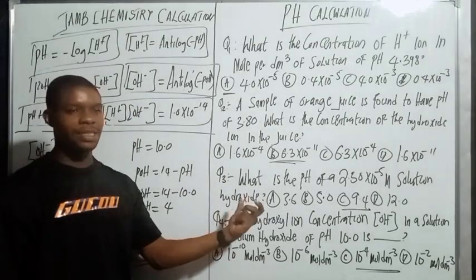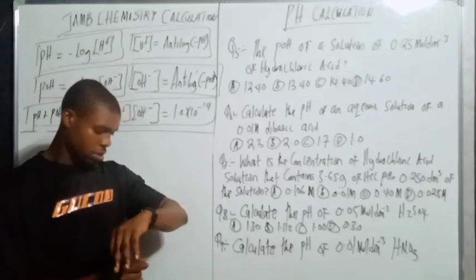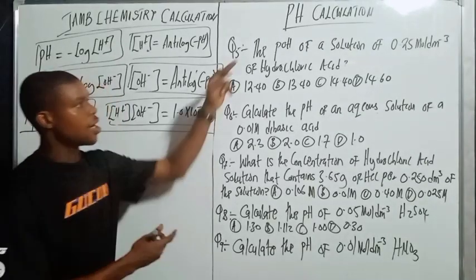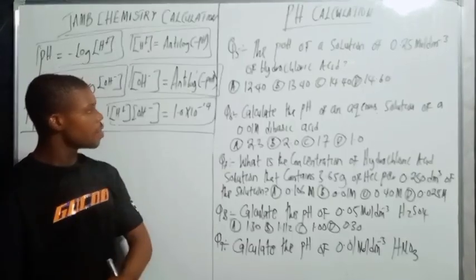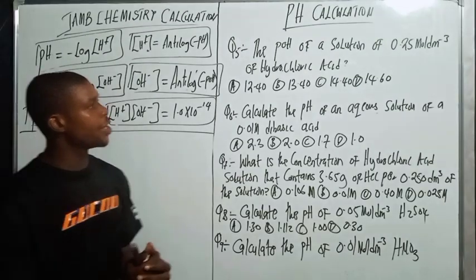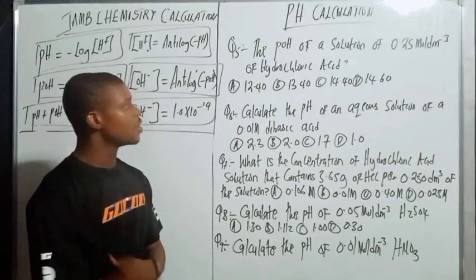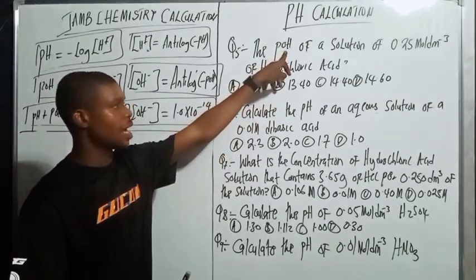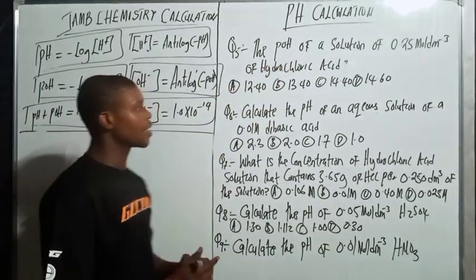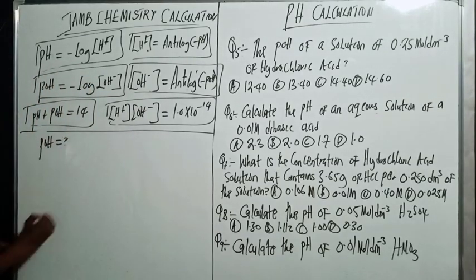So these are our first set of questions. Let's move to the next set of questions. Now question number 5: the pOH of a solution of 0.25 mole per dm cube of hydrochloric acid. So they're asking us to calculate the pOH of hydrochloric acid.